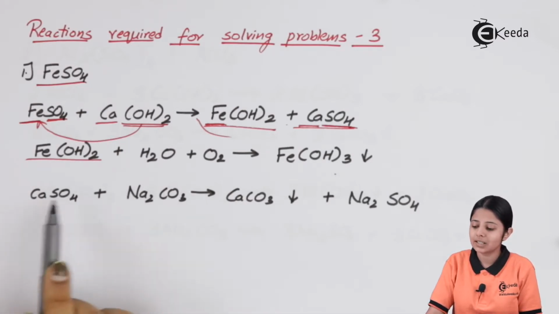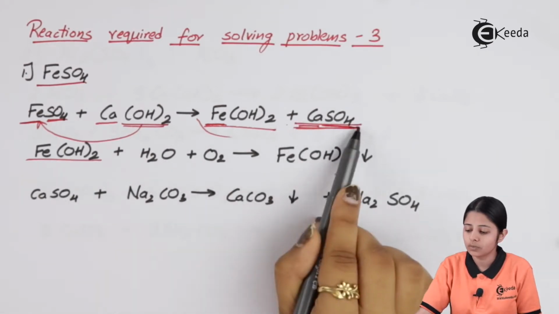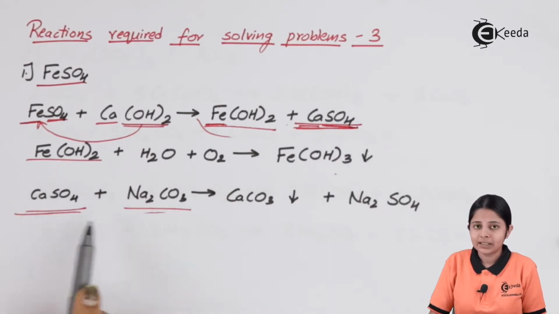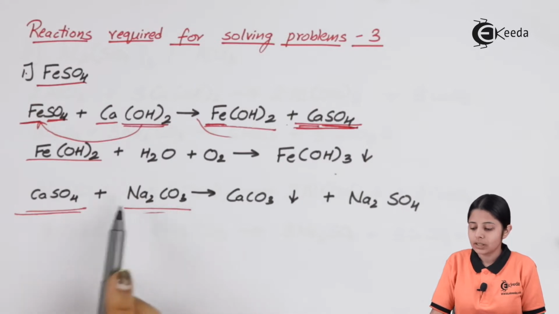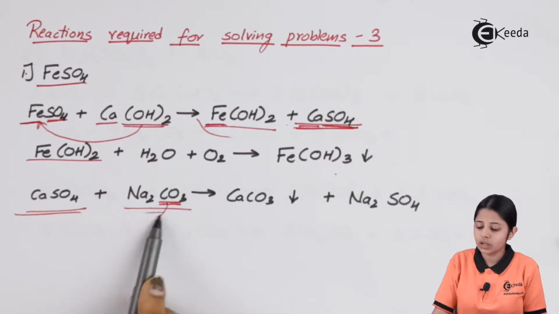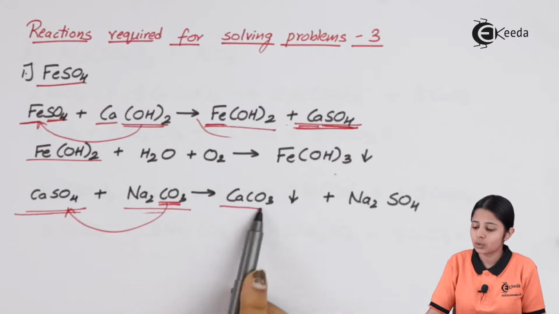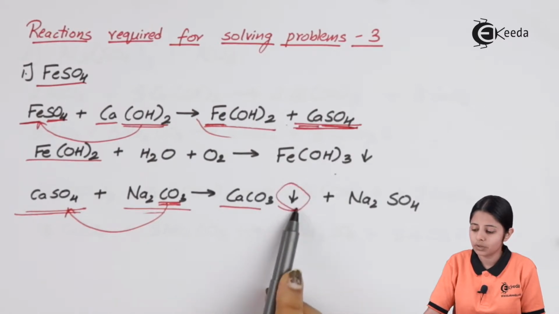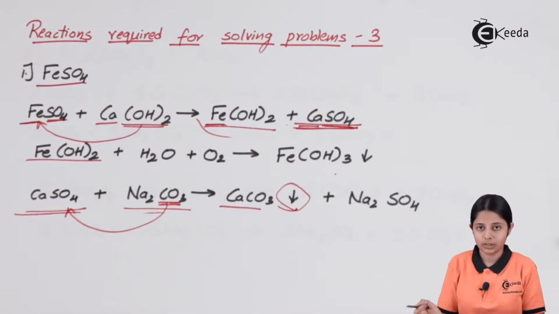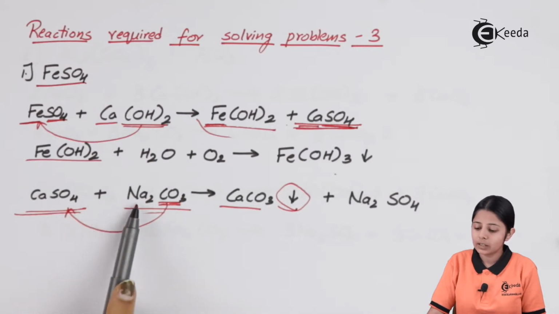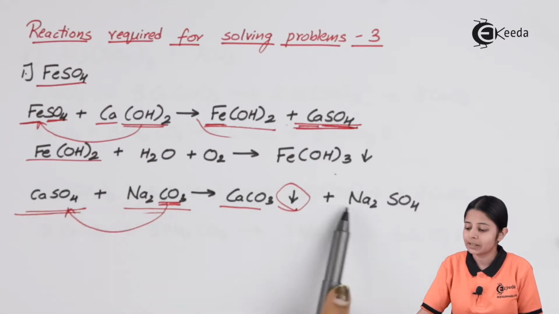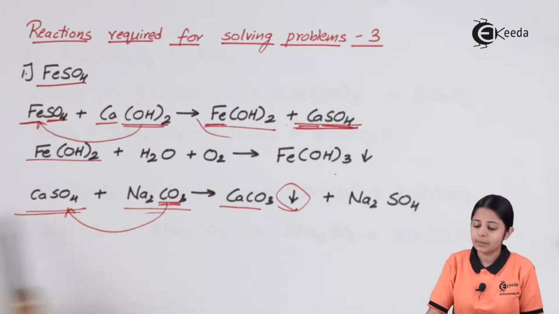Now from where did we get CaSO4? I have CaSO4 over here. This CaSO4, I am reacting it with Na2CO3, and this CO3 comes over here forming CaCO3. This CaCO3 is a precipitate over here. That means we can filter out water easily. And this Na2 will react with SO4 forming Na2SO4. Let us see the balancing over here.